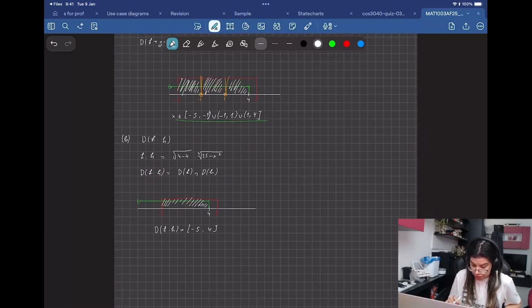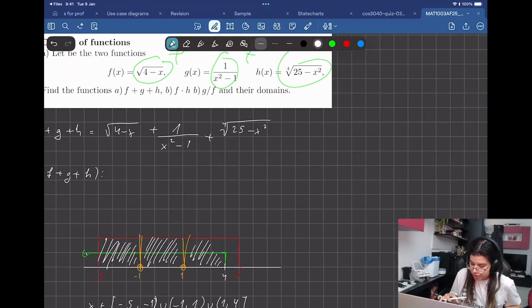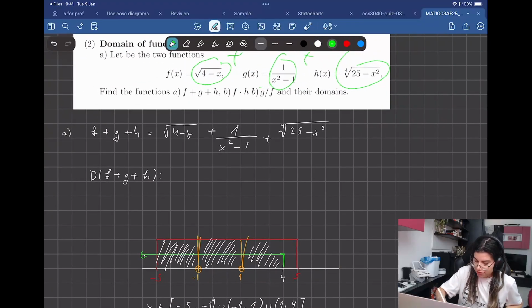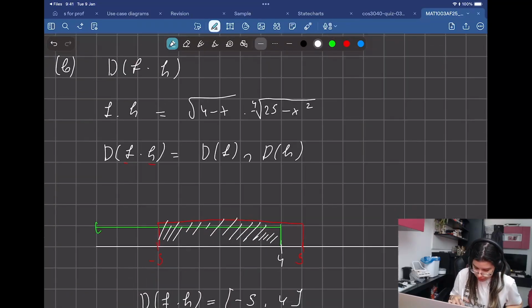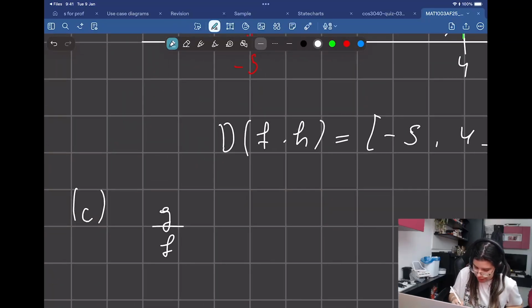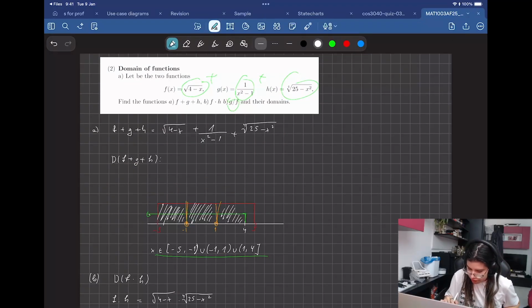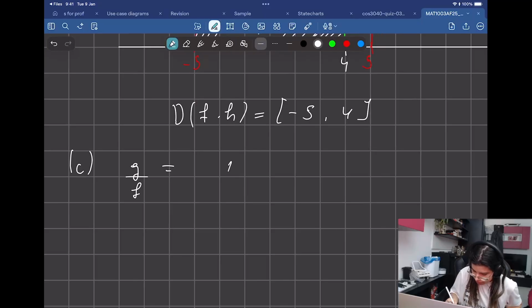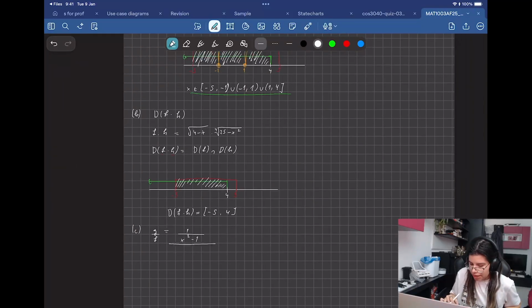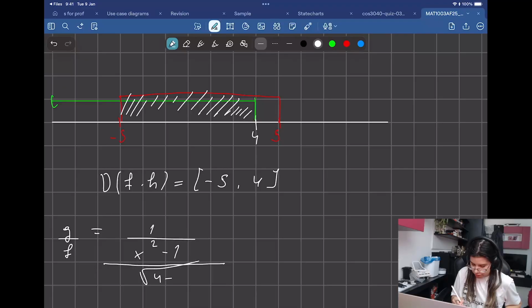And point number C, let's check it out. So for C, we need to find the domain of g divided by f. Okay, that's interesting. So firstly, let's just calculate the function itself. G divided by f. So g is 1 over x squared minus 1. And that entire thing I need to divide by f, which is square root of 4 minus x.